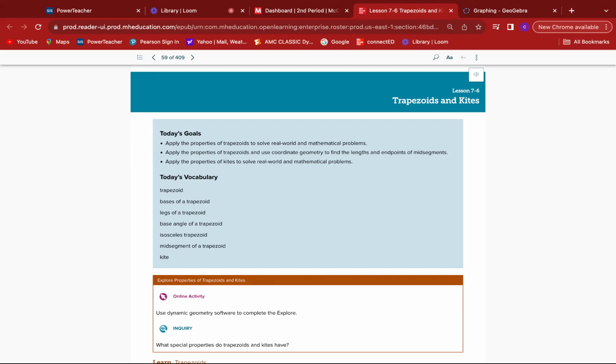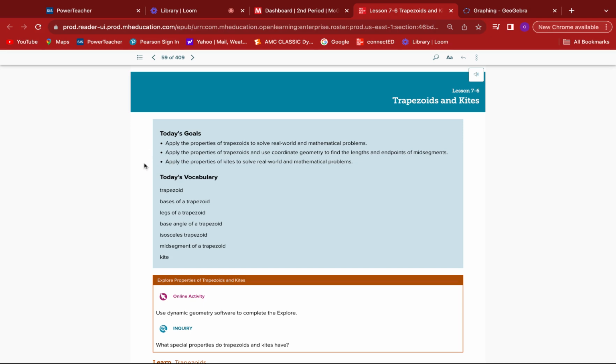We are in Tennessee Reveal Geometry, Lesson 7-6 on trapezoids and kites. First off, these are quadrilaterals, but they are not in the parallelogram family, because both sets of opposite sides are not parallel. In the trapezoid, you've got one set of parallel sides. In the kite, you do not have any parallel sides at all, but you do have two sets of congruent sides. So they're an interesting quad.